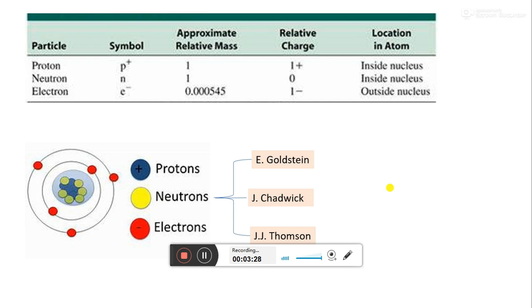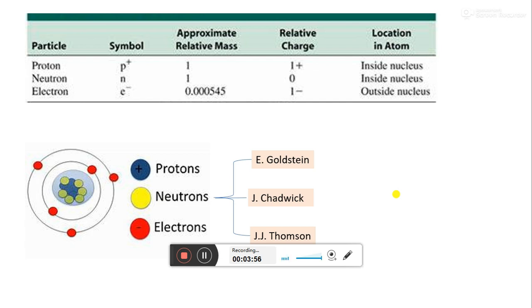Now, what do you mean by proton? What do you mean by neutron? What do you mean by electron? Let us discuss this. Proton is positively charged, electron is negatively charged, and neutron has no charge. You can write it down with the help of a pen also. Proton is positively charged, neutron is zero, no charge. Electron is negatively charged, right?